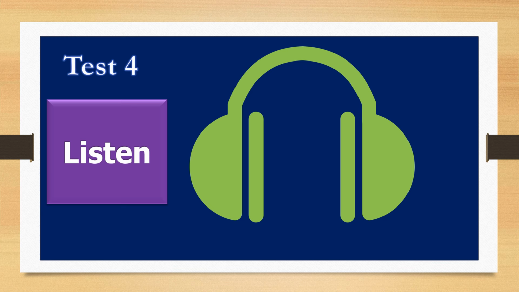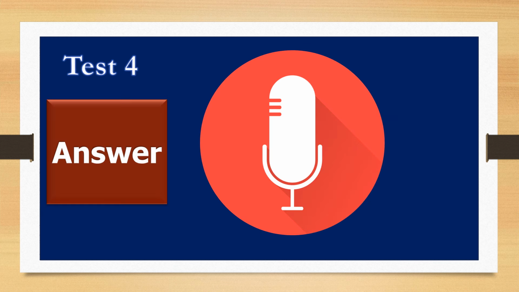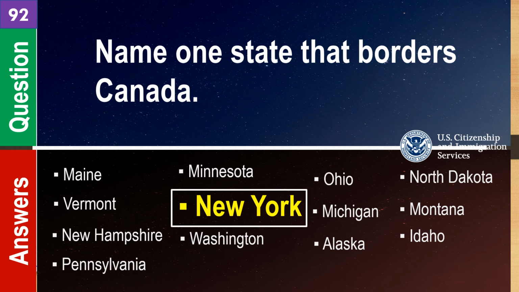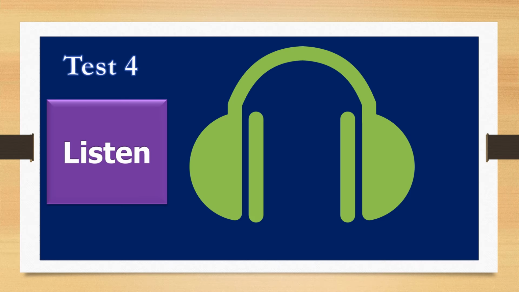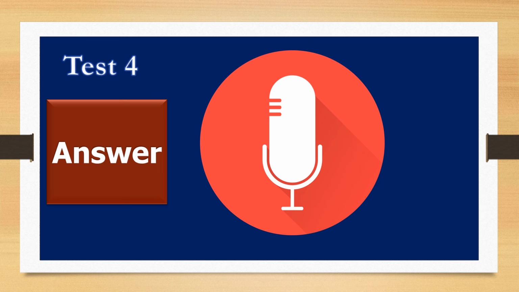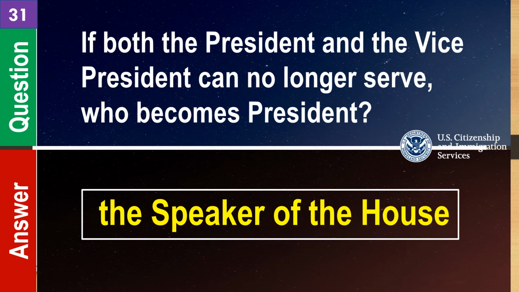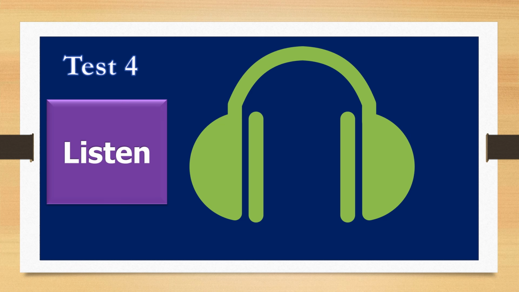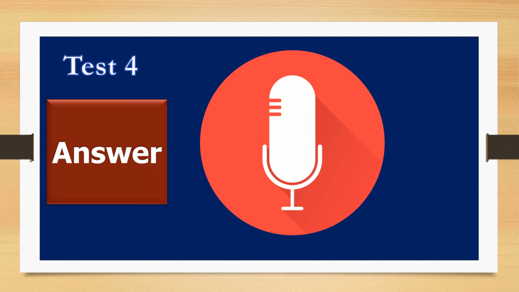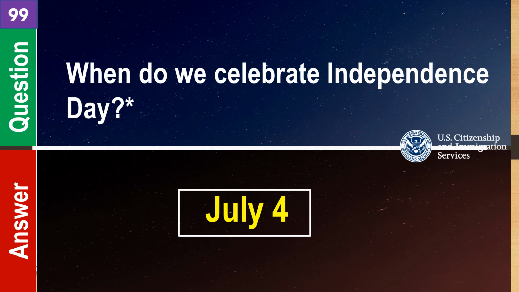Name one state that borders Canada. New York. If both the president and the vice president can no longer serve, who becomes president? The Speaker of the House. When do we celebrate Independence Day? July 4th.